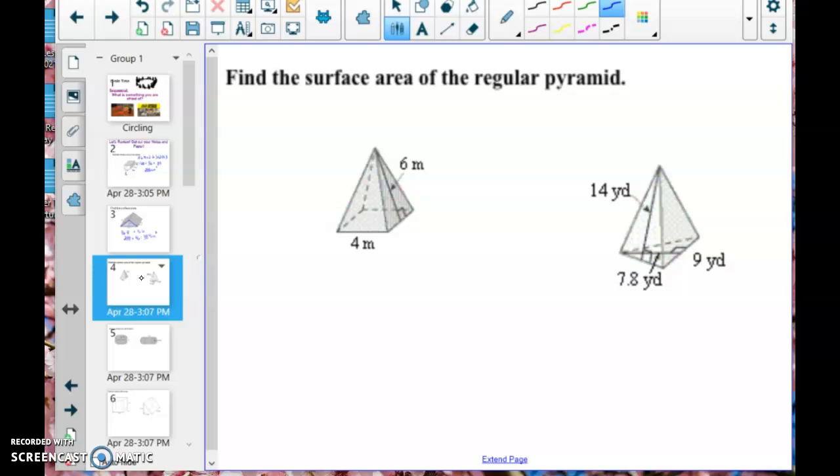All right, next shapes are pyramids. And to find the surface area of these pyramids, first you got to find the area of the bottom, and then find the area of one of the triangular faces, and then multiply how many triangular faces there are going around. So I'm going to start with this one.